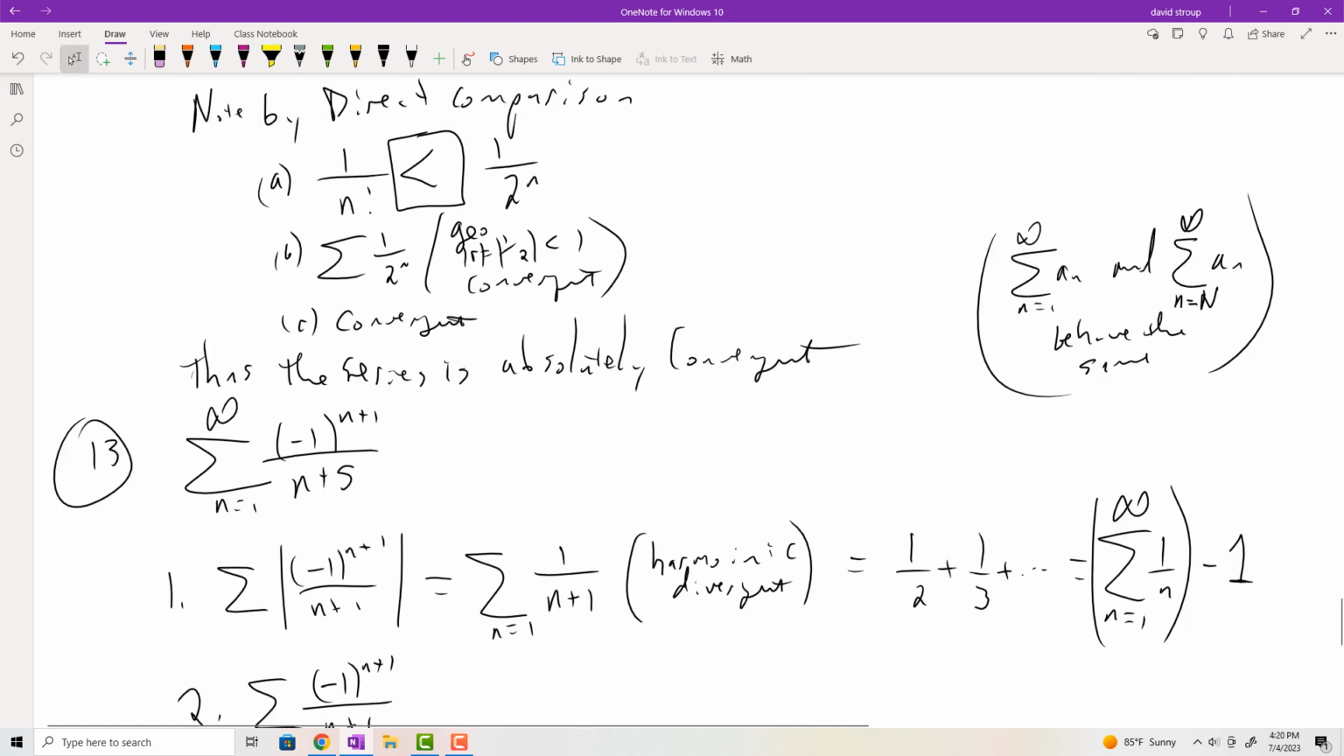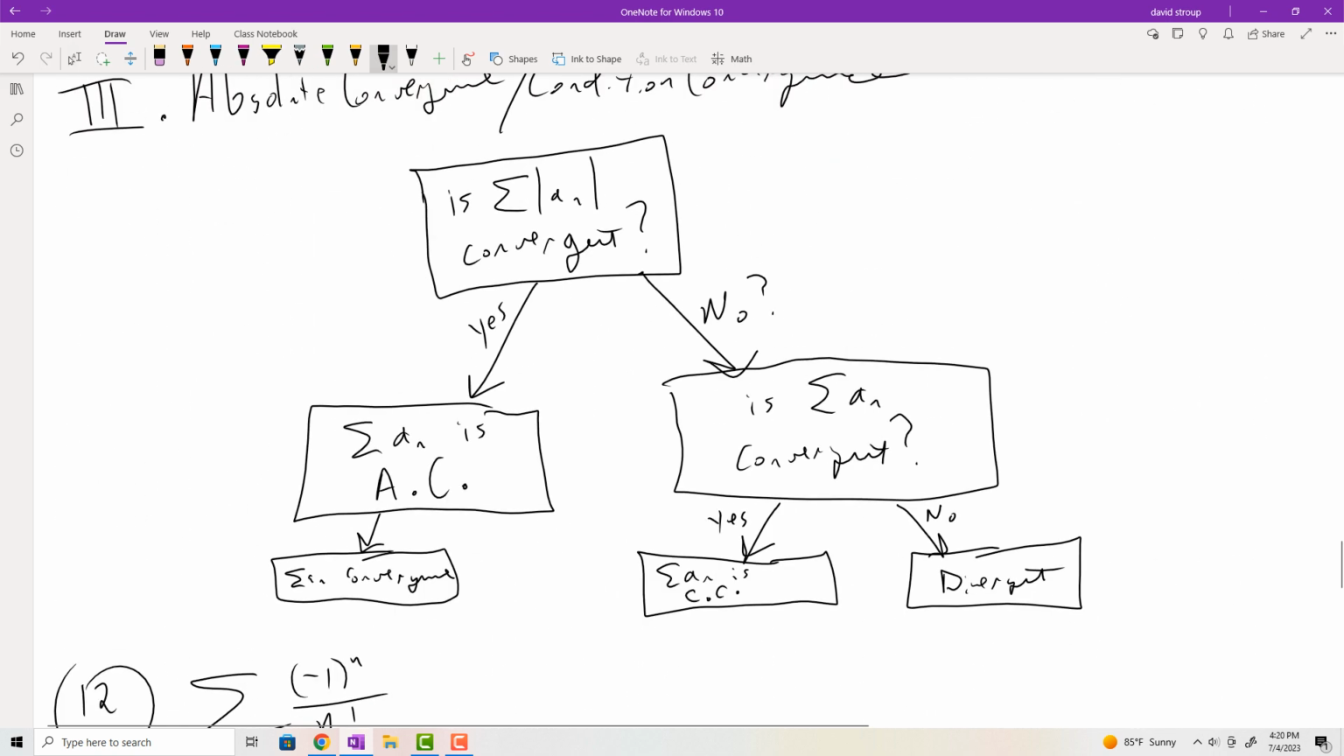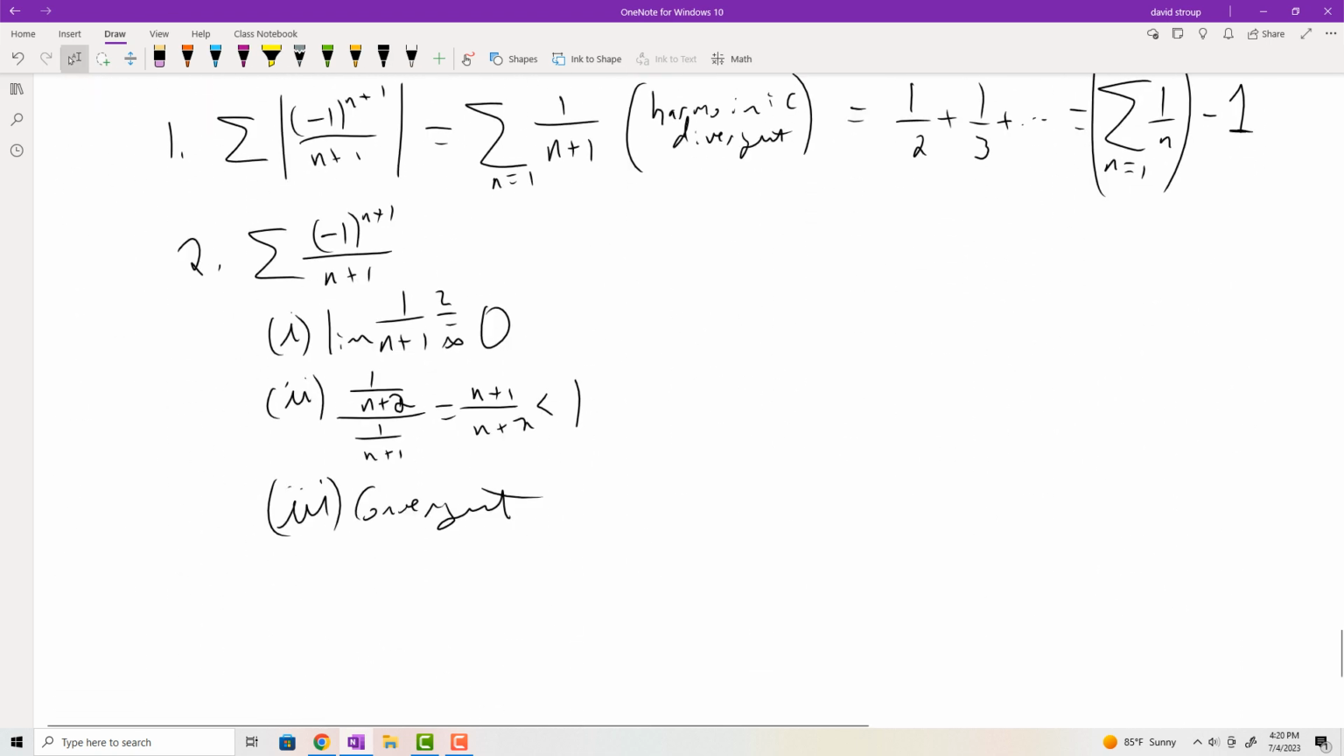Above in the flowchart, we looked at the series of the absolute value, and that is not convergent. But then we looked at the original series and found it was convergent. So overall, it's conditionally convergent. Hence, conditionally convergent.